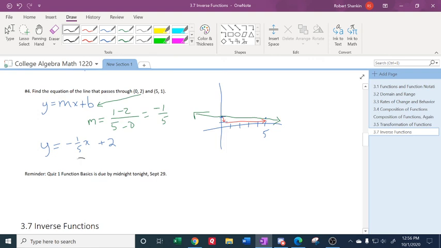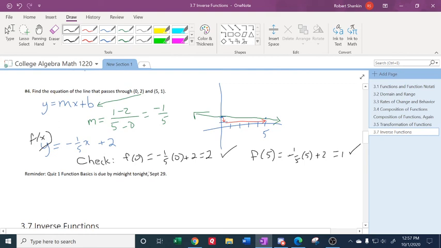Now, I can prove that that's the case. Let's check. This is also a function. If you plug in this input, you better get that output. If you plug in 0, you're going to get negative 1/5 times 0 plus 2, which is 2, which checks. And if you plug in 5, you better get 1. Negative 1/5 times 5 plus 2. Well, that's negative 1 plus 2 is 1, and that checks as well.